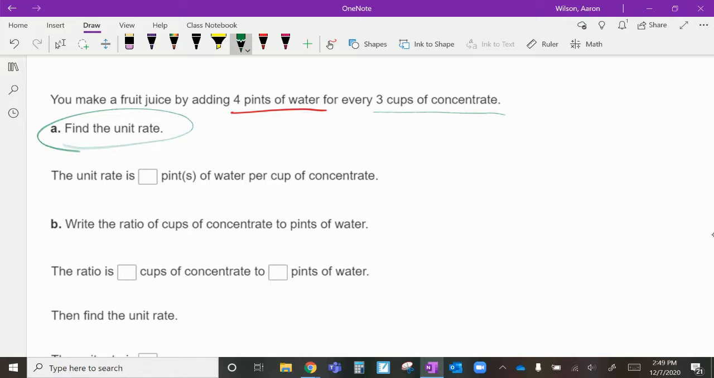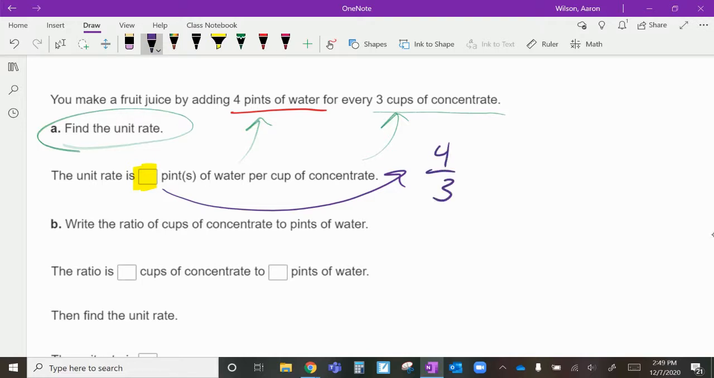Well, how many pints of water did we have? It says 4. And then per cup of concentrate. Well, how many was that? That was 3. So the answer that goes inside that box is simple. It's just 4/3. Just write it as a fraction, 4/3. On to the next one.